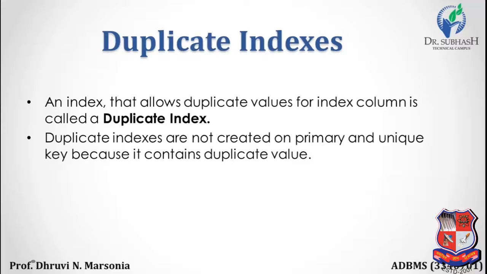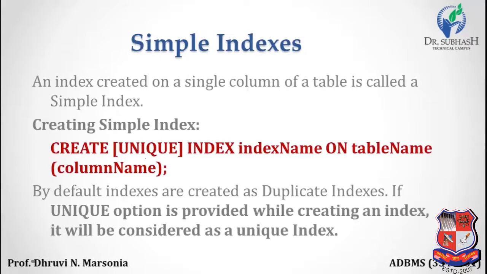Duplicate index: an index that allows duplicate values for the index column is called a duplicate index. For example, if I want to create an index on the city column, then it is possible that one or two or more students or employees have the same city. So at that time we have to use a duplicate index. We cannot create a duplicate index on a primary key or unique key because it does not allow a duplicate value. The third type of index is the simple index.